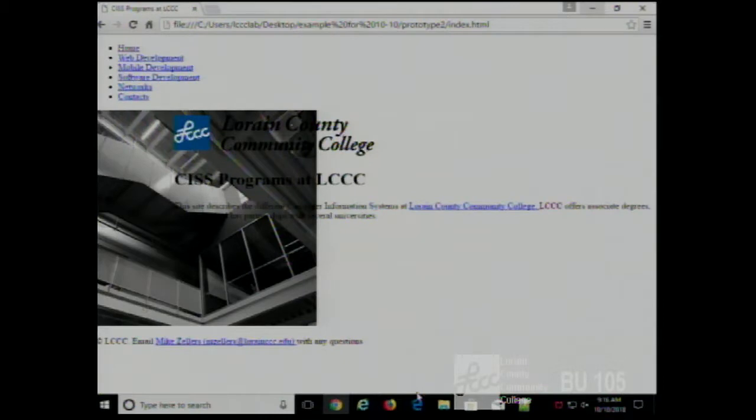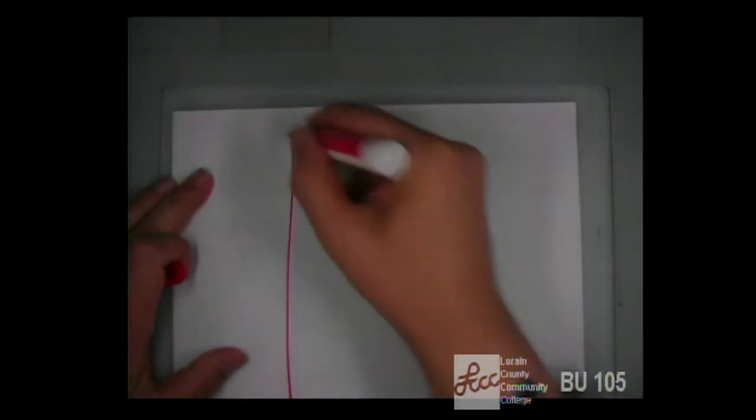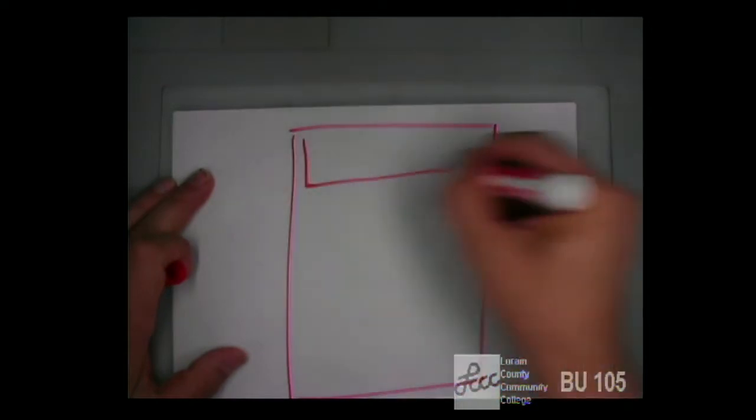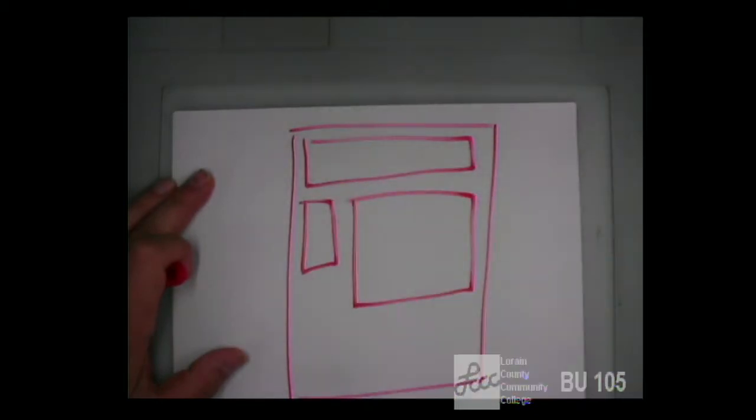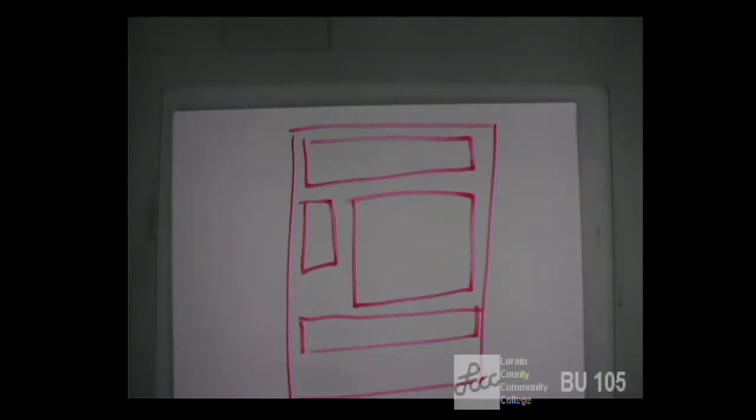So I'm going to go after a look that looks like this. This is the wireframe I'm after on this page, on this version of the prototype. I want the header to be like this. I want the nav to be over here. I want the section to be here. And I want the footer to be over there. Okay? So I'm going to give the other elements on the page the proper position to achieve that sort of look.